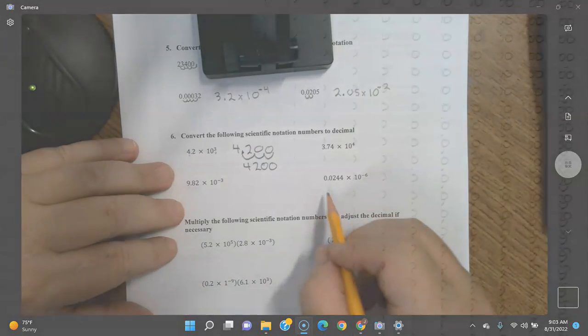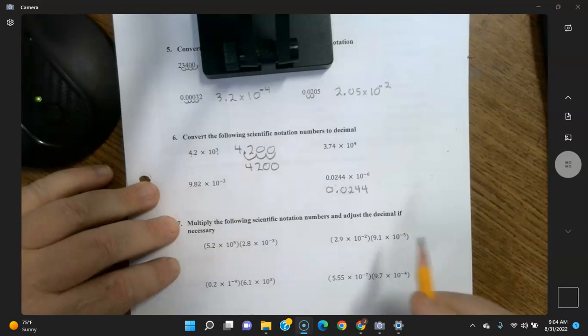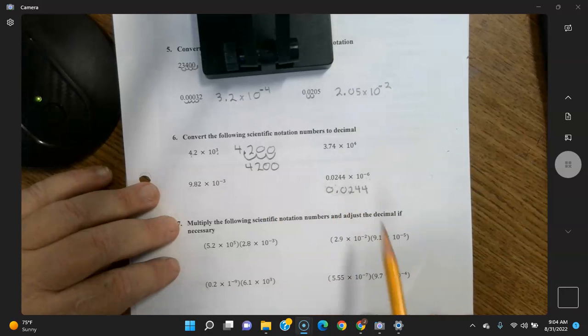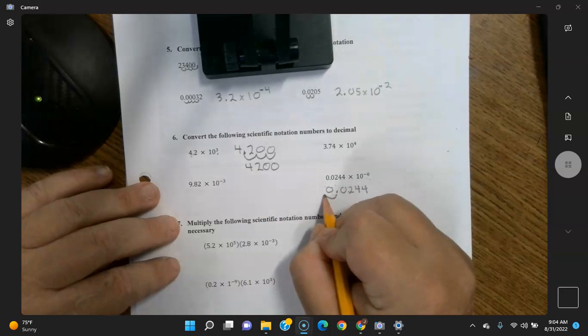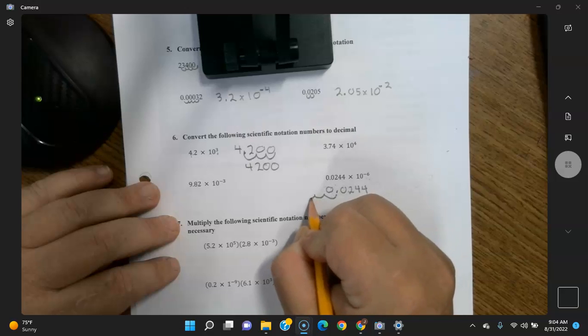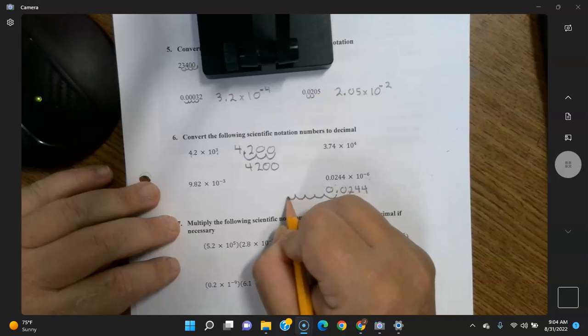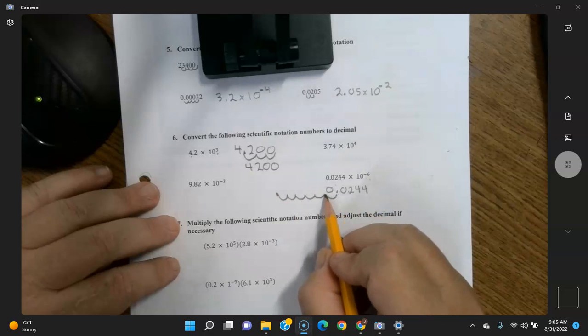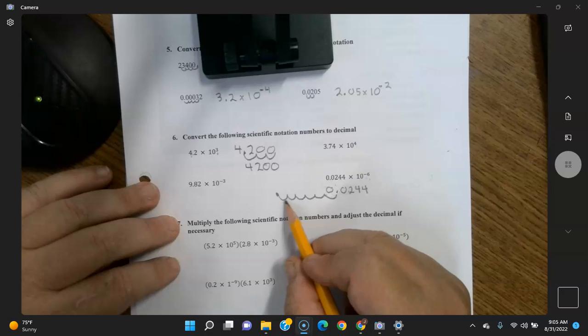Okay, let's do this one. Go ahead and do this one. So you go ahead and write the coefficient 0.0244. And now you're going to move it 6 places. The question is to the left or the right. Well, -6 is clearly a very small number, much less than 1. So you're going to move it to the left. Okay, so we're going to go 1, 2, 3, 4, 5, 6. So again, that's how many spaces, how many loops you make. 1, 2, 3, 4, 5, 6.